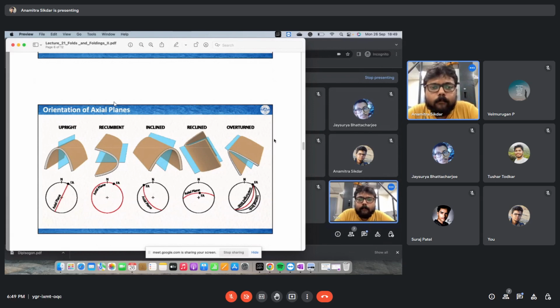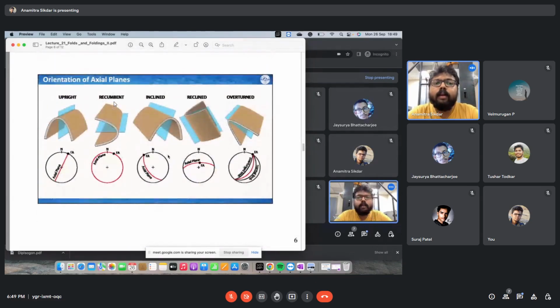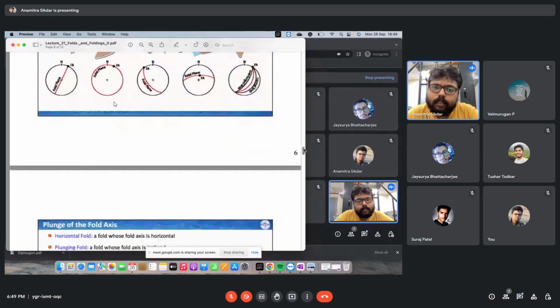Is this clear? So upright, we have a vertical axial plane. Recumbent is more or less a neutral fold, right? And then we have inclined fold, we have reclined fold, and we have overturned fold, when both of these limbs are dipping in the same direction, right? This is clear.